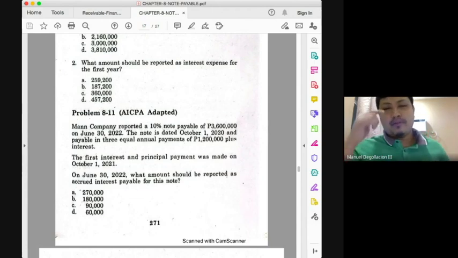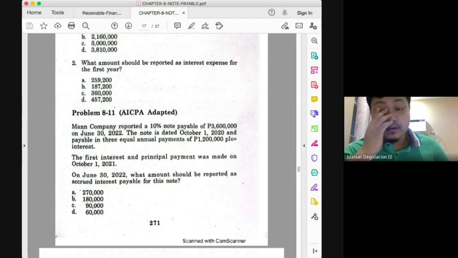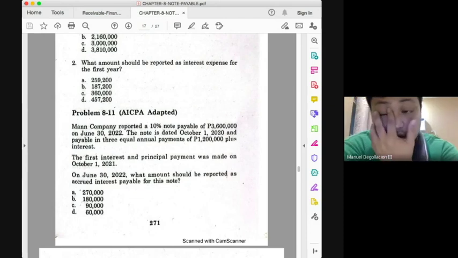Okay, so your periodic payments here, class, will not just be 1,200,000. Your periodic payment would be 1,200,000 plus whatever interest has accrued for the outstanding balance. The first interest and principal payment was made on October 1, 2020. On June 30, 2022, what amount should be reported as accrued interest payable for this note? Interest, class, accrues through passage of time.